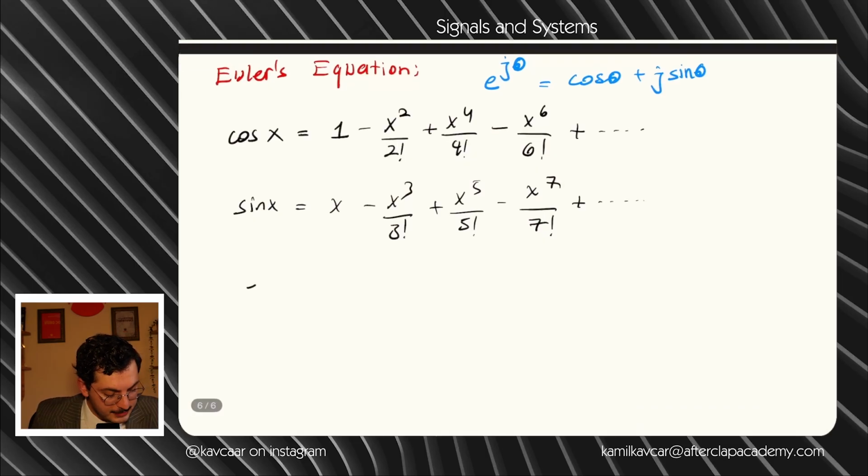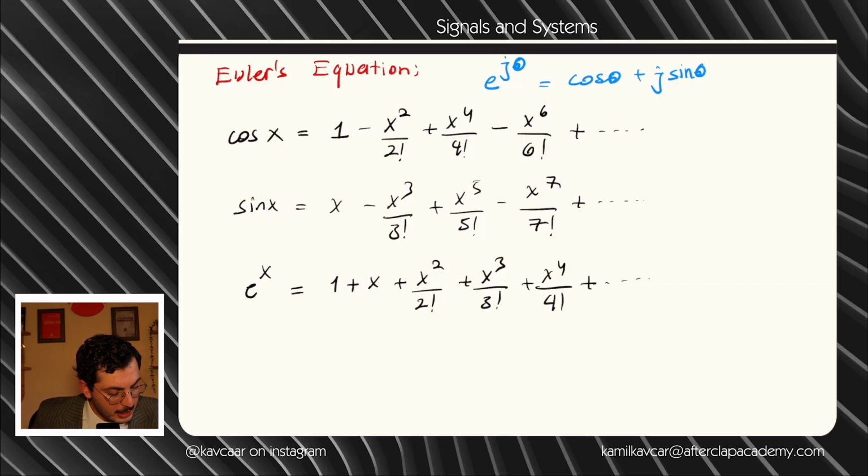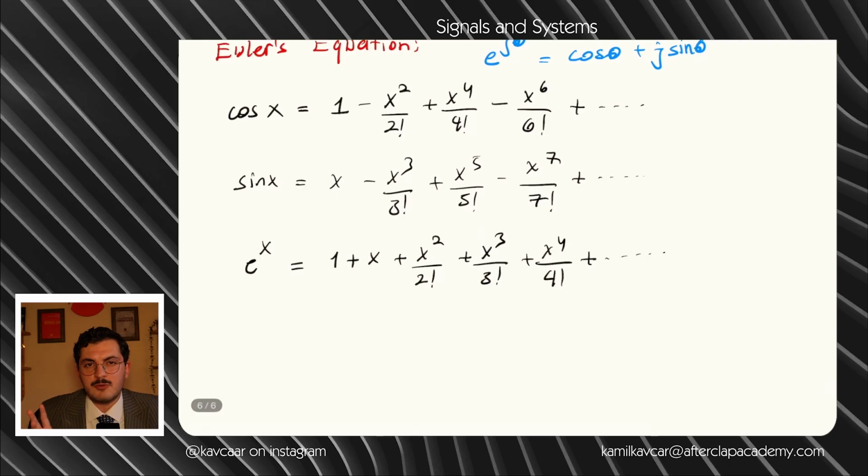What about e to the x? E to the x is a lot easier. 1 plus x plus x squared over 2 factorial plus x cubed over 3 factorial plus x to the 4 over 4 factorial, and you see the pattern. It goes on like this. So how do we use it?